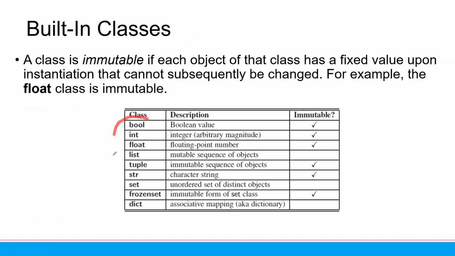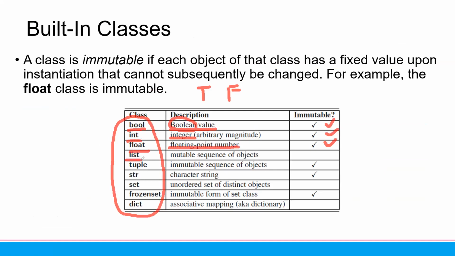So those are the classes that we can learn. We have bool. Just remember bool, what I mentioned before. It uses the Boolean value. Do you know Boolean? It is true or false, only two options. Integer is an integer value. Float is a floating point number. Those three are immutable.